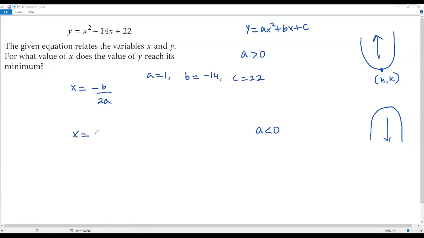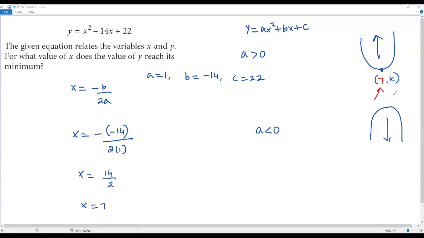Okay, now what we can do is plug in the values for b and a over here. The value of b is negative 14, over 2 times the value of a, which is 1. So then I'm getting x equals negative times negative will become positive 14 over 2 times 1, which is 2. 14 over 2 is equal to 7, so x equals 7. So now I got the x coordinate at the vertex over here. Let me write it over here. The x coordinate at the vertex is 7.